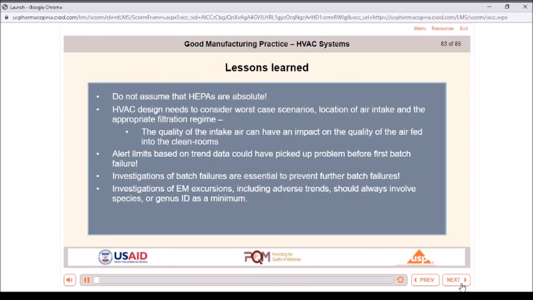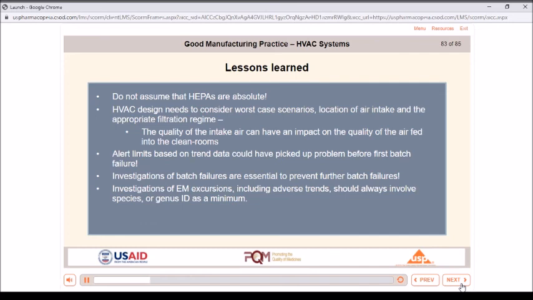Lessons learned. A number of lessons have been learned from this event and the subsequent investigation, which are valuable to anyone designing, maintaining, or operating a clean room. 1. HEPA filters do not provide absolute filtration, and if the particle challenge is high enough and the particle size is small enough, some particles will penetrate.